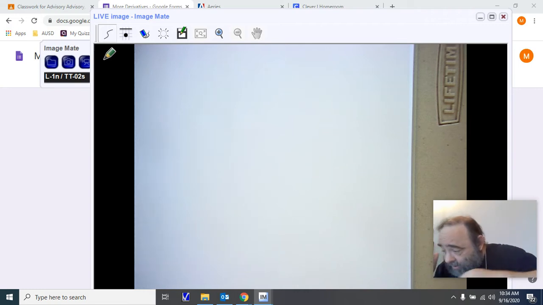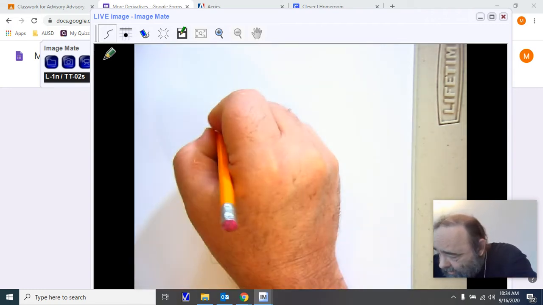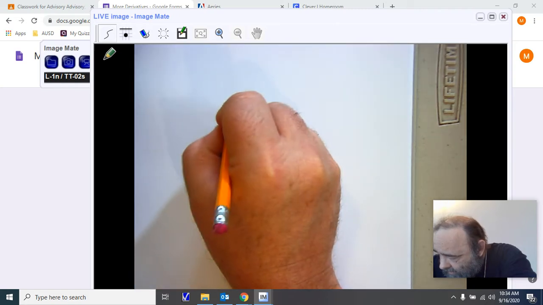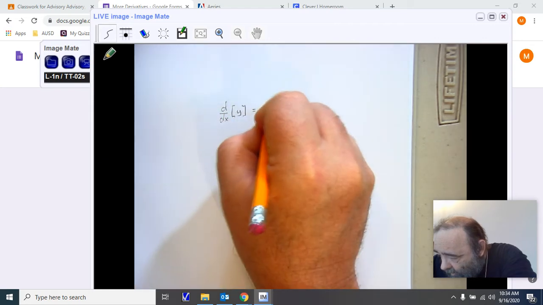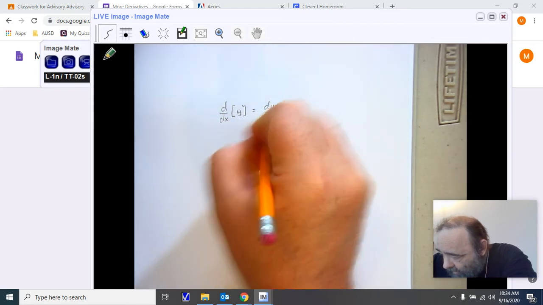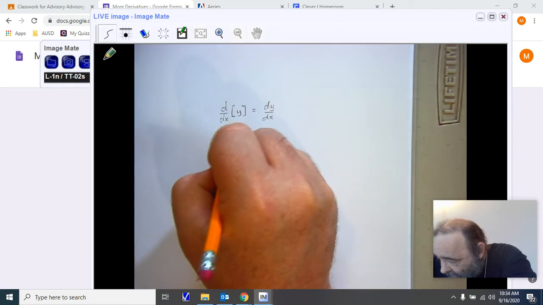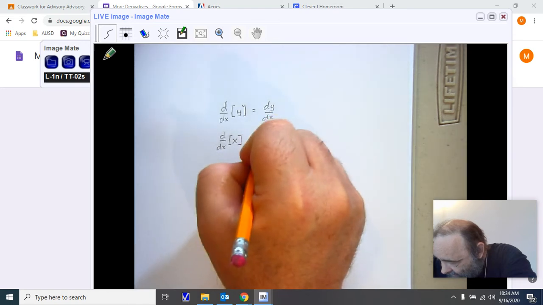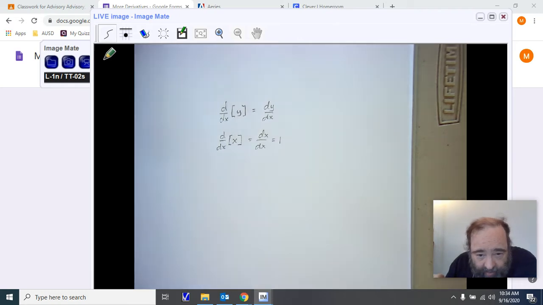Now, a couple of things I do want to make sure that we understand is the notation that I'm about to use. If I take the derivative d/dx of y, I end up getting dy/dx. We also know that if I take the derivative d/dx of x, I end up getting dx/dx, and we've called that 1. So please keep that in mind.